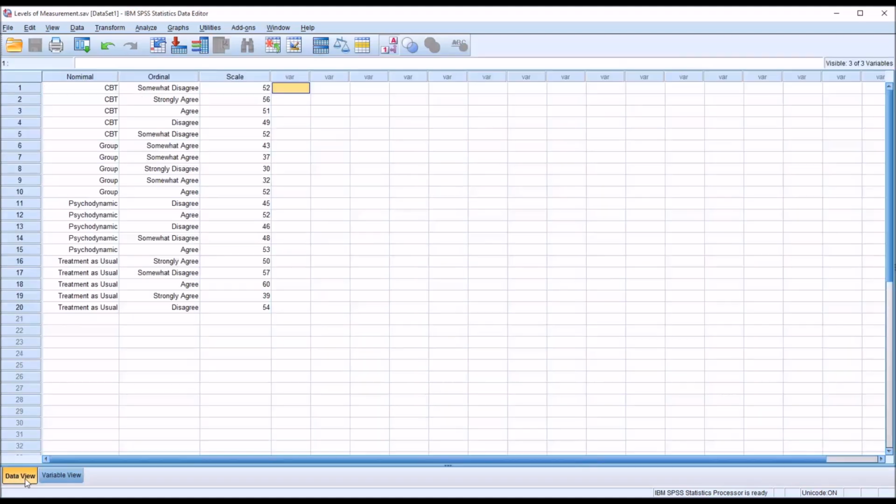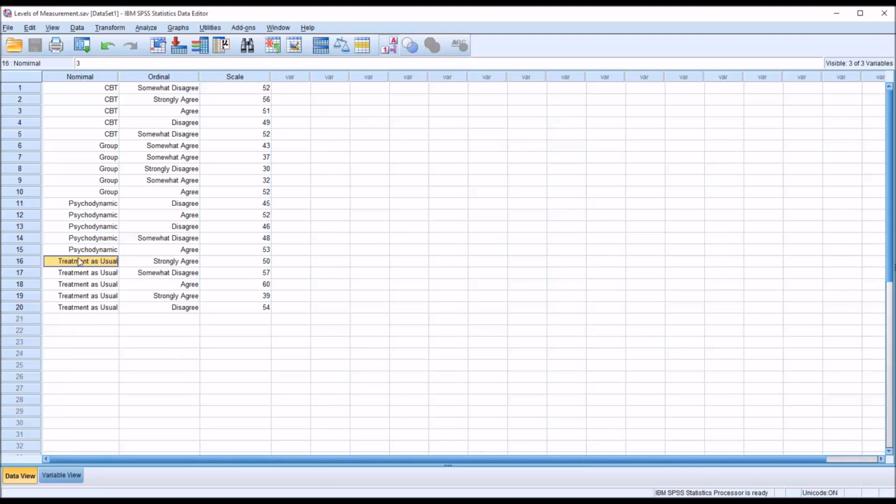So taking a look back at the data view, I'll start with the nominal variable here, and of course this contains nominal data, in this case four levels that you might have in an experimental research design. So you have CBT, group counseling, psychodynamic, and treatment as usual. So these represent four conditions, four levels that a participant may be assigned to in a research study.